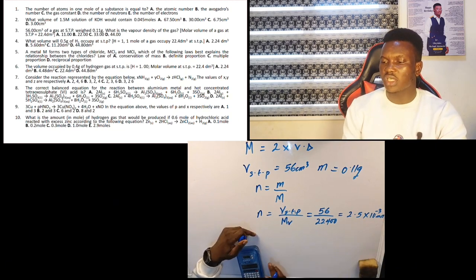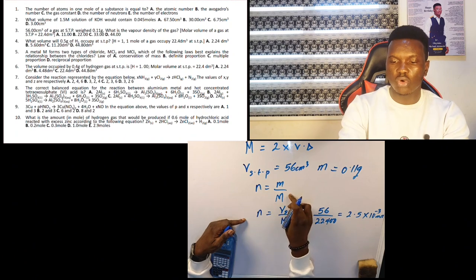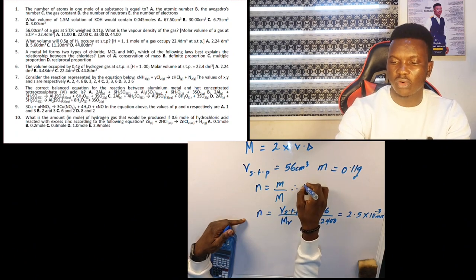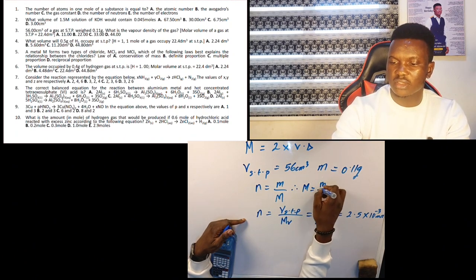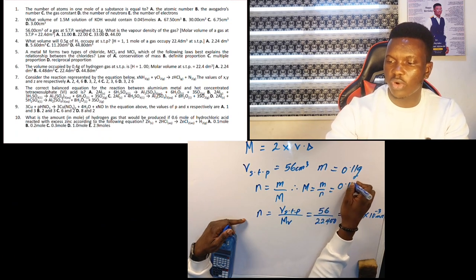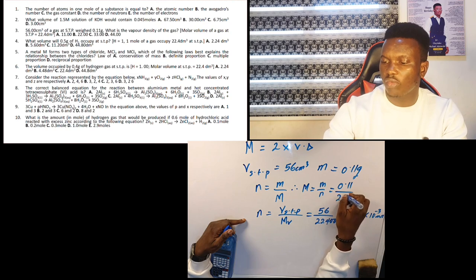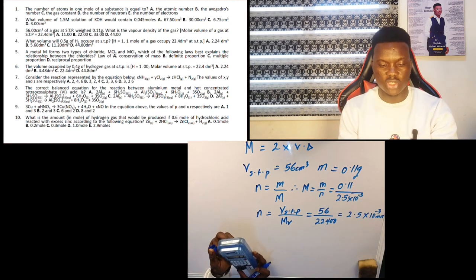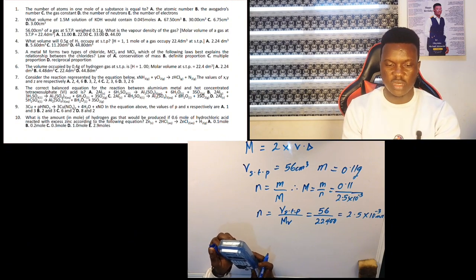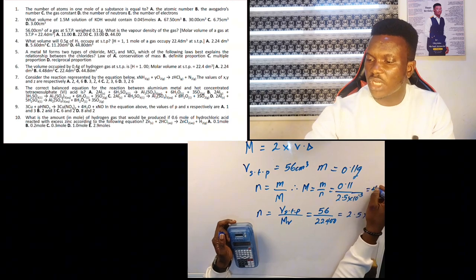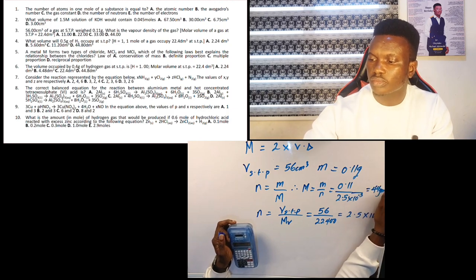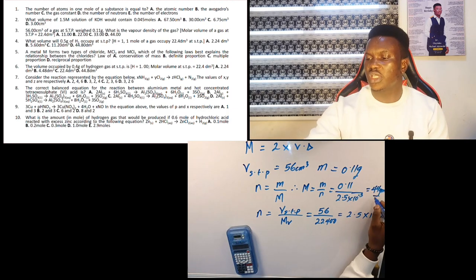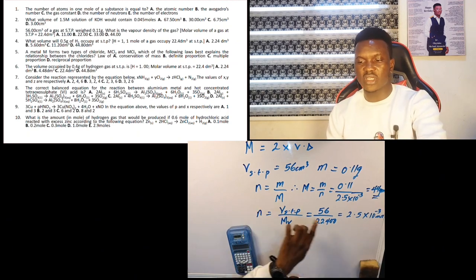So at the end of the day, you already know number of mole. Can you determine molar mass now? Therefore, molar mass is going to be mass over number of mole, and the mass is 0.11 divided by this number of mole, 2.5 times 10 raised to power minus 3. So if you do that calculation, that's 0.11 divided by answer, that's 44. So that's 44 gram per mole. So at the end of the day, the molar mass you have gotten is 44.